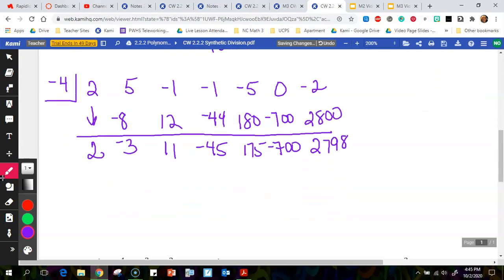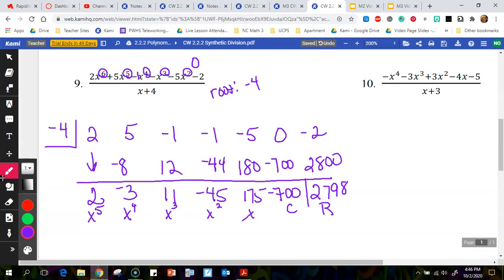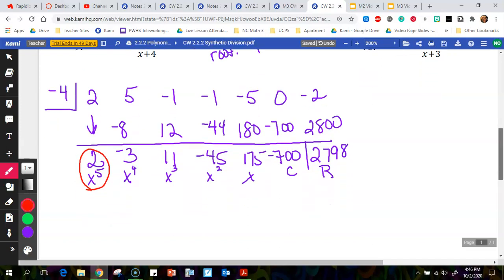So our answer, this is our remainder, our constant, x squared, x cubed, x to the 4th, x to the 5th. Another thing that I probably talked about in the notes video is if you start out with an x to the 6th, your answer is going to start with an x to the 5th. Okay, so here's my answer.